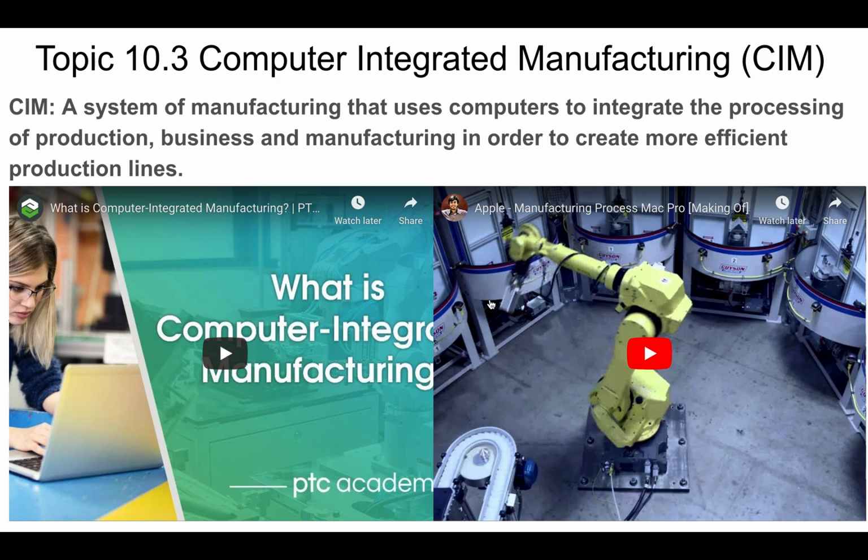So just watch these two videos. Like I said, they're pretty short. This one's a bit old, and I apologize for that, but it gives you a good sense of what's going on on the actual production line floors.